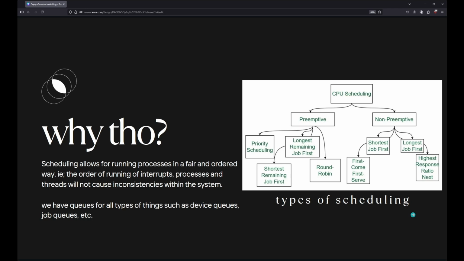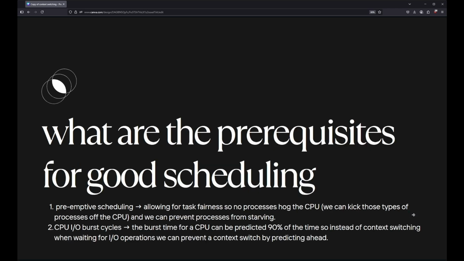But yeah, okay, cool. So what are the prerequisites for good scheduling? There's two prerequisites according to our slides. Oh, thanks, Shay. So yeah, you can go ahead and watch that processes one.